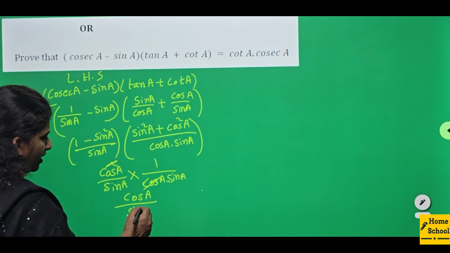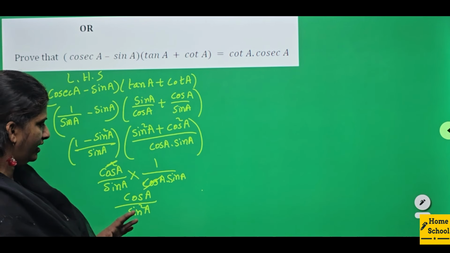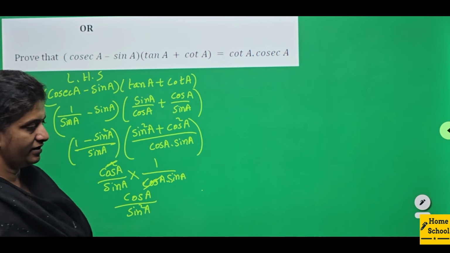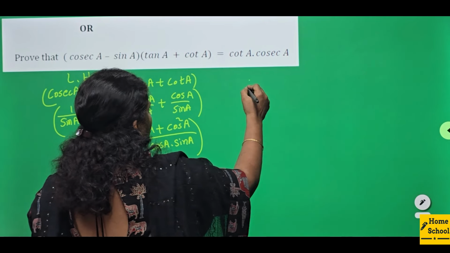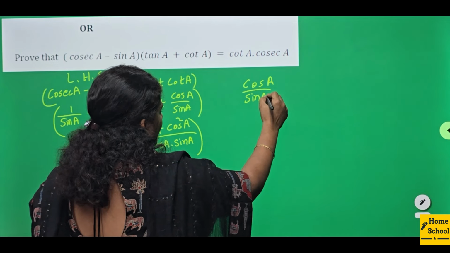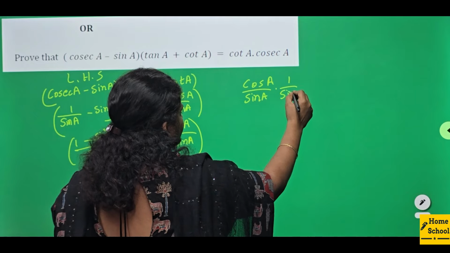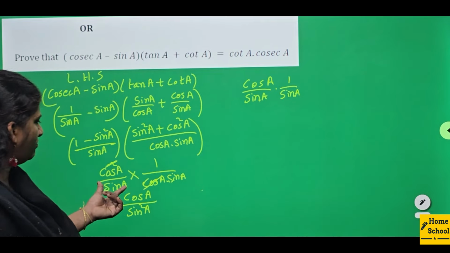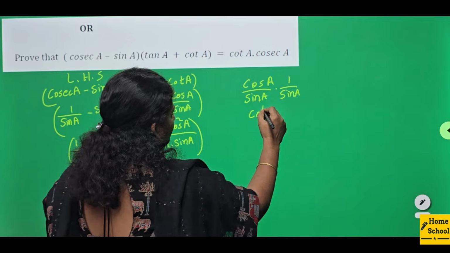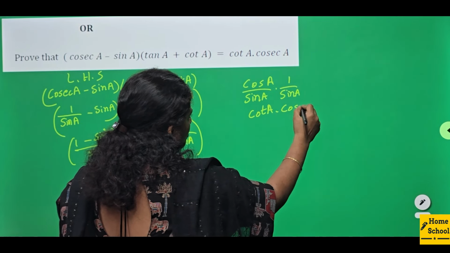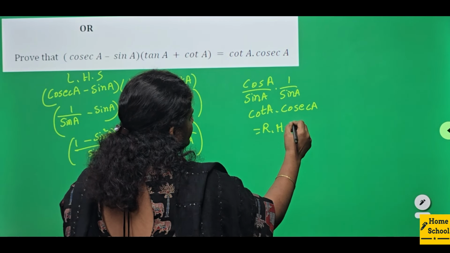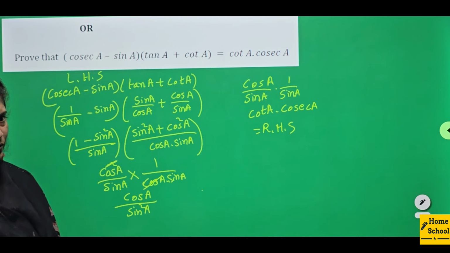Sin square A you can write, or sin A also you can write. Now what we can do, our answer is different. So what I can write here, cos A by sin A into 1 by sin A, as it is you write here, children. The same thing as it is you write. Cos A by sin A is cot A. 1 by sin A is cosecant A. Therefore this is only the right hand side. LHS is equal to RHS, hence it is proved.